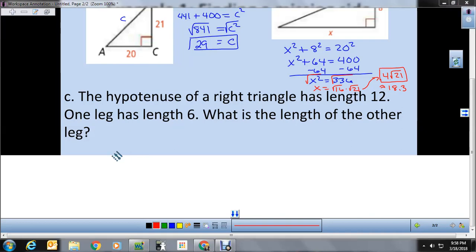So if we were going to draw this out, we'd have our right triangle. Doesn't matter what it looks like. Put our right angle in here. Now, hypotenuse is 12. One leg is 6. Looking for the other leg. So we put an x, or you can put any variable you choose. So as we set this up, it is our 2 legs squared, so x squared plus 6 squared is equal to 12 squared.